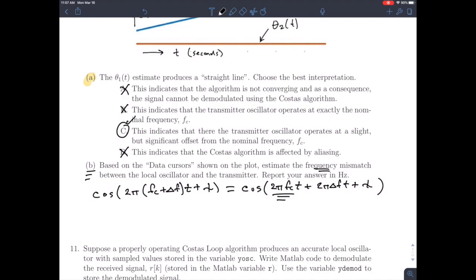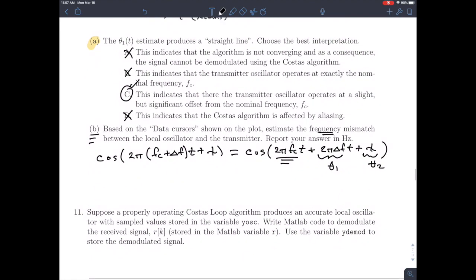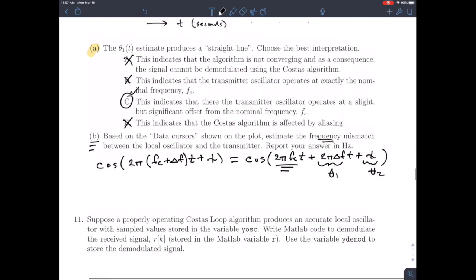Okay, so this is the role of theta 1, and actually theta 1 probably has a constant term to it as well. So it's not exactly an equation of a line that goes through 0, but still the slope of it is what matters. And theta 2 would be more in line with converging to the offset psi. So if we look at the slope of the theta 1 line, we can estimate the frequency.